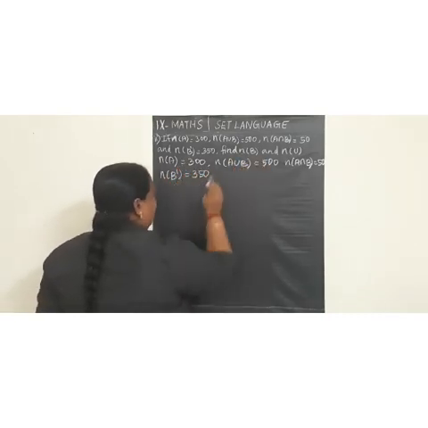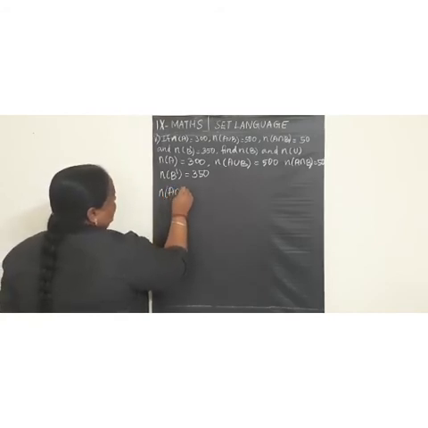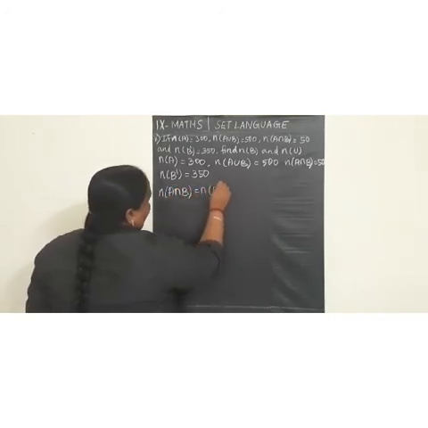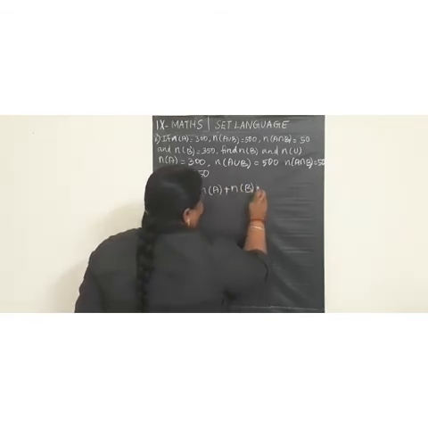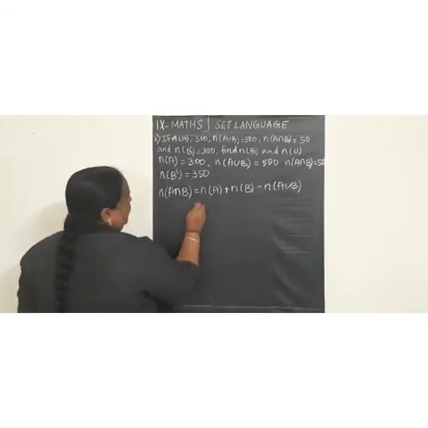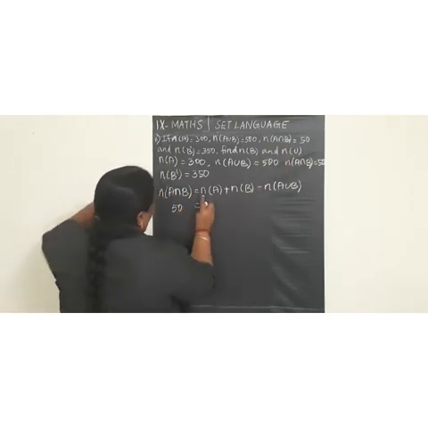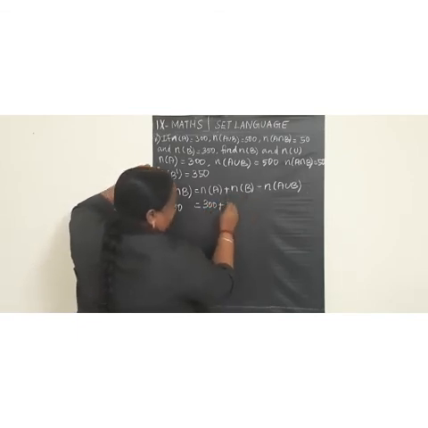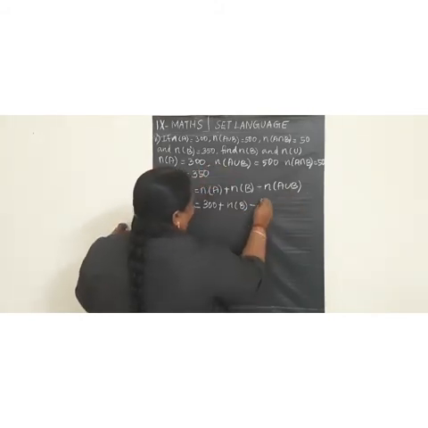So first we have to find n of B. We know the formula: n of A intersection B is equal to n of A plus n of B minus n of A union B. So here they have given n of A intersection B is equal to 50, then n of A is equal to 300 plus we have to find this n of B, minus n of A union B, 500.